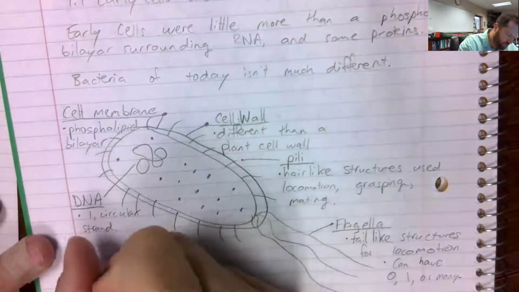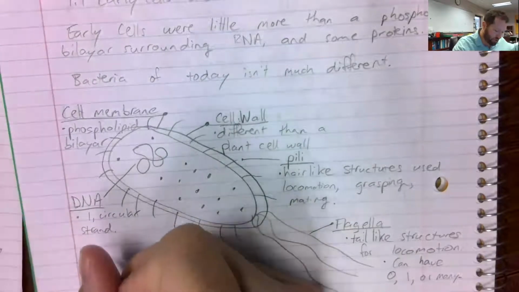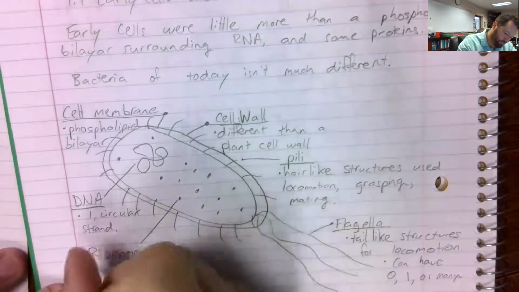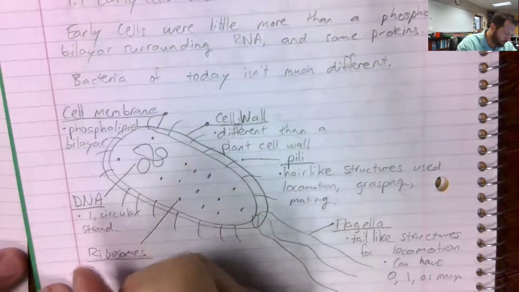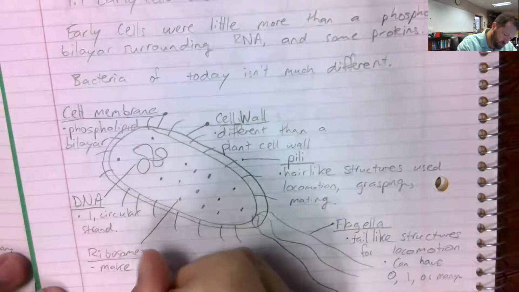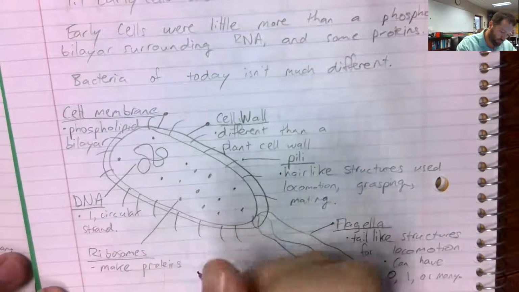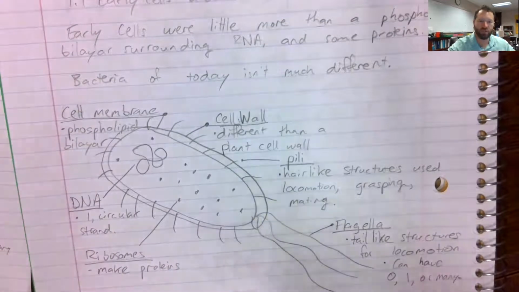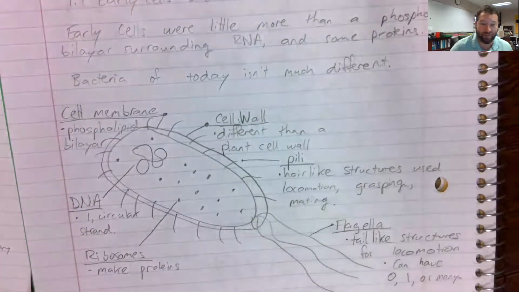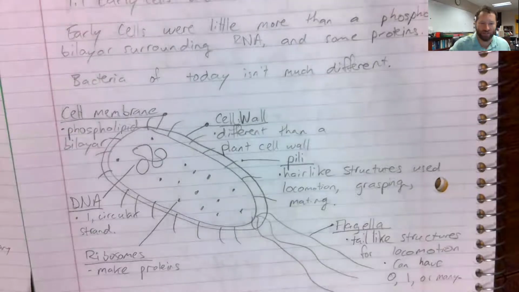And these are ribosomes. And their purpose is to make proteins. So we drew a whole bunch of these little dots because, well, bacteria are going to have roughly 10,000 of them per cell. So there's a lot of little ribosomes.